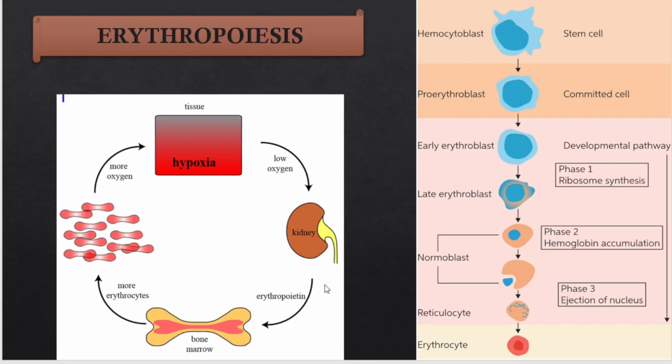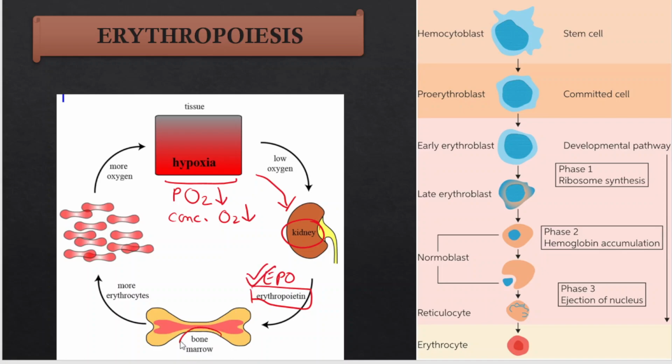The process of synthesis of RBC is called erythropoiesis. It is regulated by the condition of hypoxia. Hypoxia is a condition when the partial pressure of oxygen is down in the blood, or the concentration of oxygen is low in blood. This activates the kidney to produce erythropoietin. It is also called EPO, which activates the bone marrow.